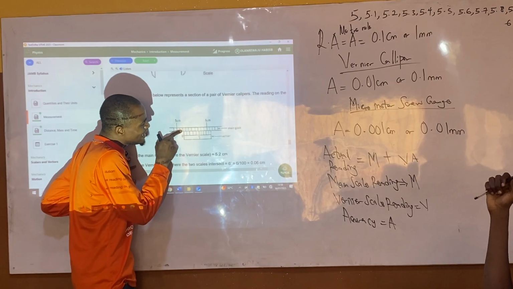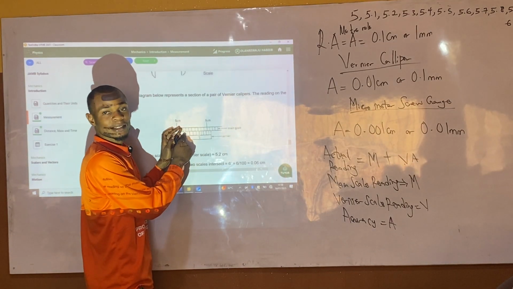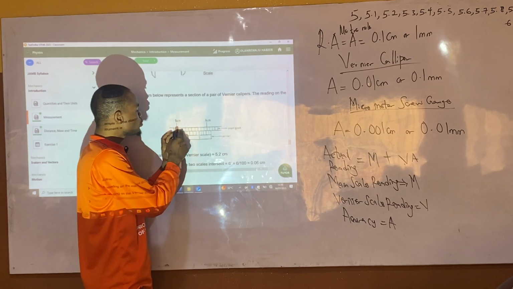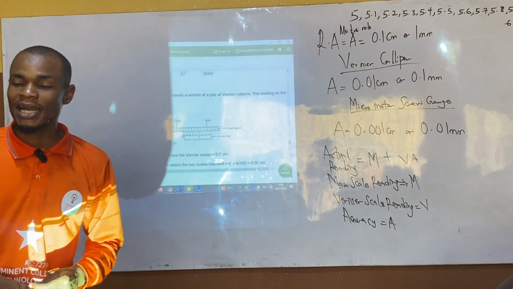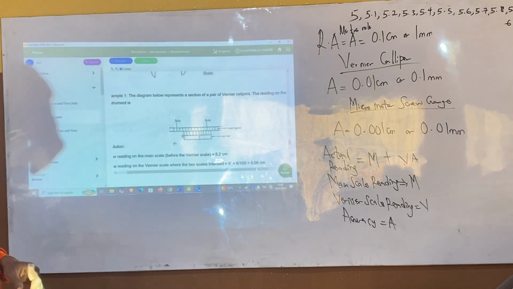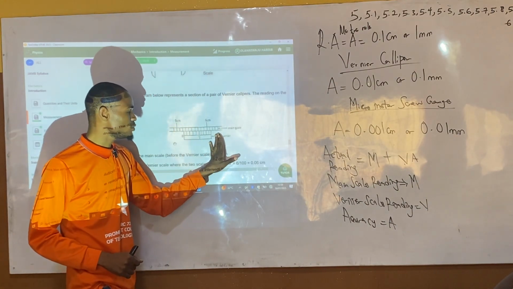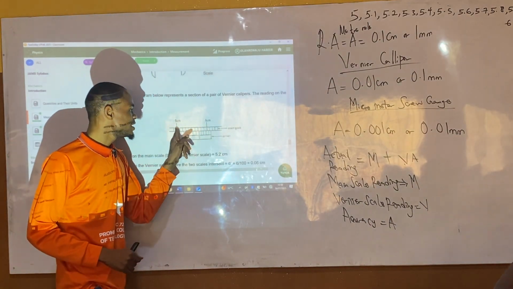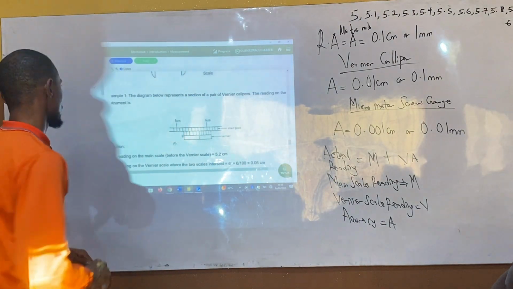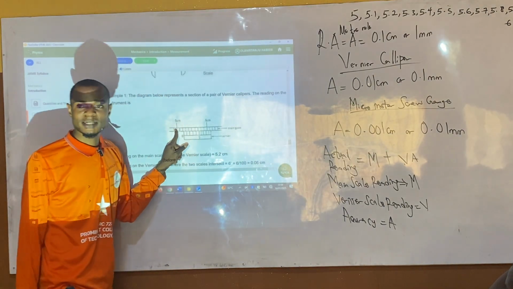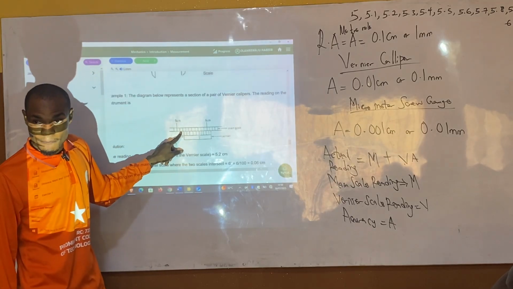When you see the last line before the vernier scale, that is where you are going to stop. This is how to read your main scale reading. The last line you see before you see your vernier scale. This is vernier scale. This is main scale. The last line you see before your vernier scale is where you are going to stop. I'm having 5 centimeter here. What is this? 5.1 centimeter.